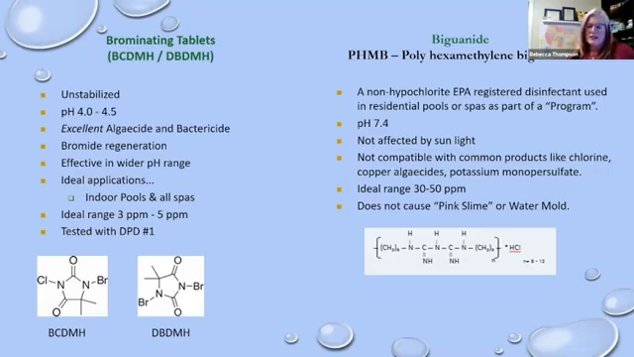It has a pH of 7.4. It's not affected by sunlight. It's not compatible at all with chlorine, copper algicides, or potassium monosulfate. The ideal range is 30 to 50 parts per million. And a common misconception is that PHMB causes pink slime or water mold. As I said, that is a misconception.